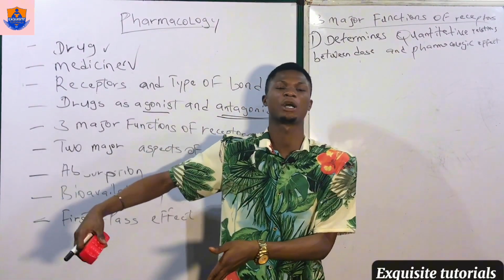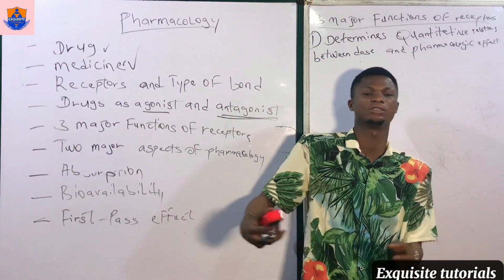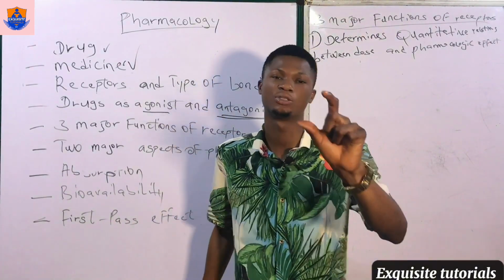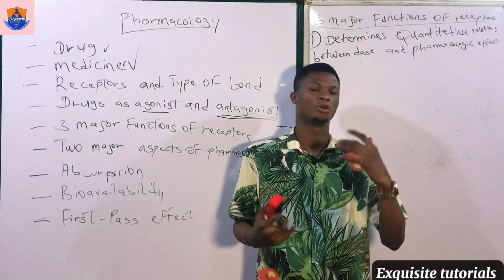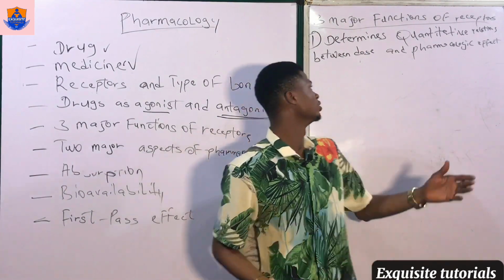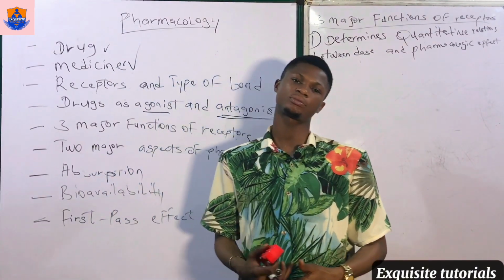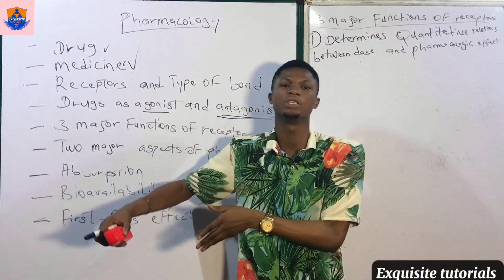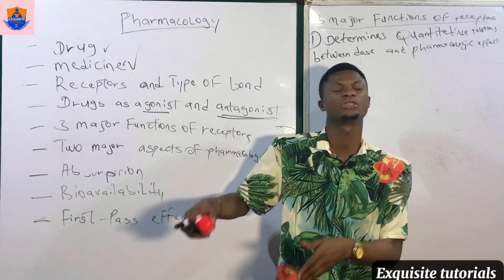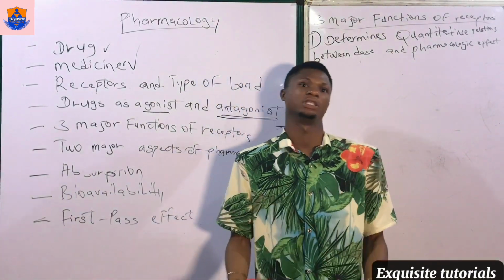How did the pharmacologist or the person that designed the drug know that the exact drug to be taken, the exact milligram, is 200 milligram or 500 milligram? This is the role of the receptor. It is the receptor that determines the quantitative relations between dose or concentration of drug and pharmacologic effect.